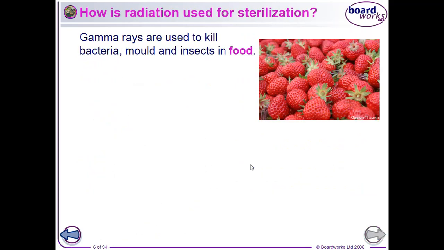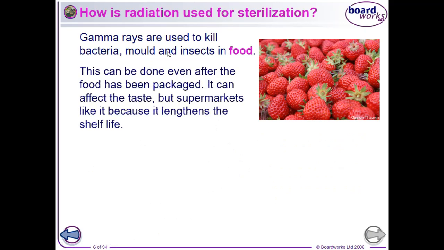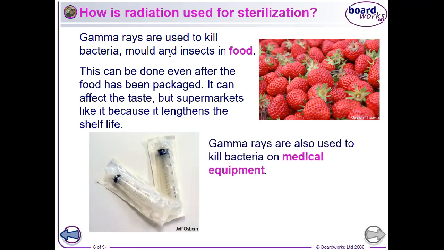We can also use gamma radiation to kill bacteria, mould and insects in food, and because gamma radiation will penetrate tin and aluminium, we can put the food into cans, seal it into a can, and then expose it to gamma radiation enough to kill any living things in the food, and that will pass through the metal of the can, so we can actually sterilise food that's inside tin cans.